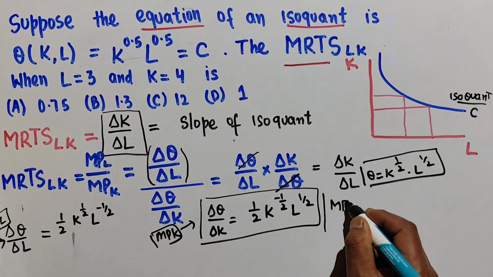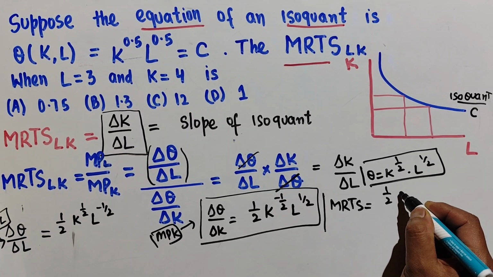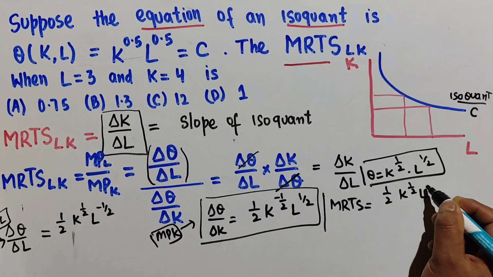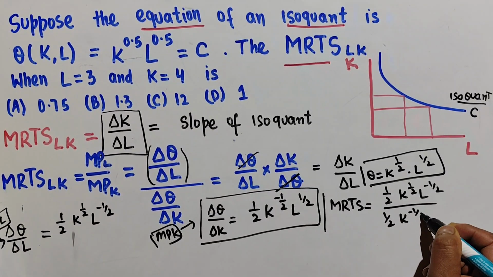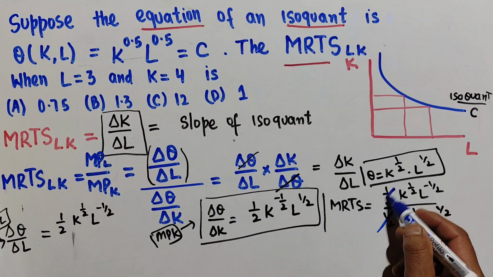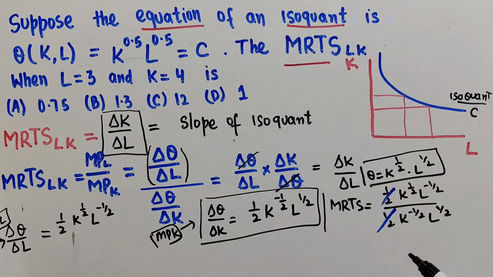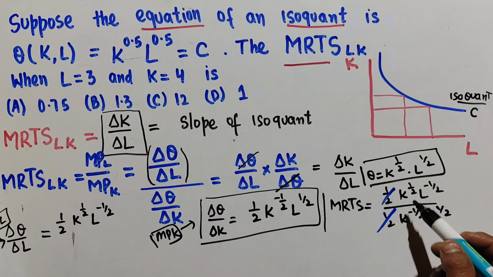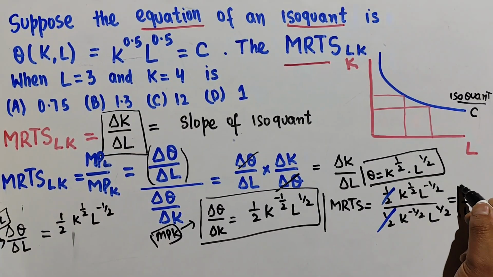So that means MRTS will be equal to, if we write this, 1 upon 2 K to the power 1 upon 2 L raised to the power minus 1 upon 2 divided by 1 upon 2 K to the power minus 1 upon 2 L raised to the power 1 upon 2. Okay, 1 upon 2 gets cancelled. If I transpose K raised to the power minus 1 upon 2 to the numerator, it will get multiplied with this K, and the exponents of K will be added up and it will become only K. So we will get it equal to K upon L. You can also do this calculation.